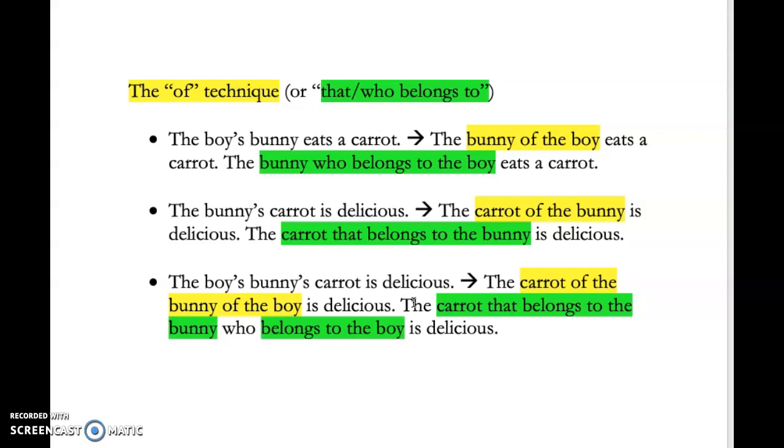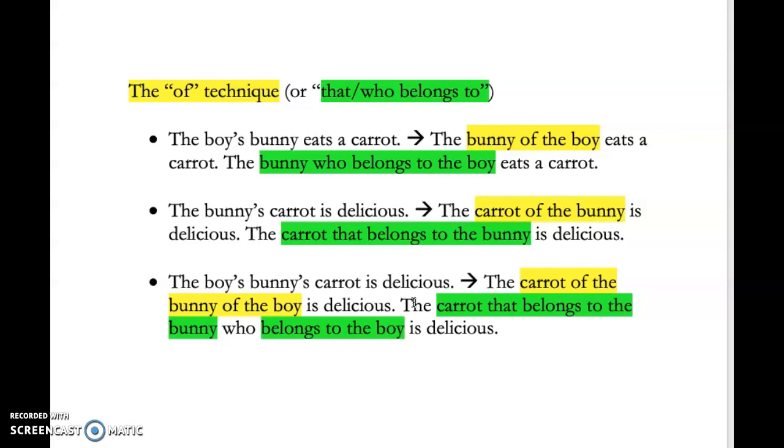Here's the next one. The bunny's carrot is delicious. So using the "of" technique, I could say, the carrot of the bunny is delicious. And to me that makes sense because the carrot is of the bunny. The bunny is eating the carrot and has the carrot. Or, the carrot that belongs to the bunny is delicious.